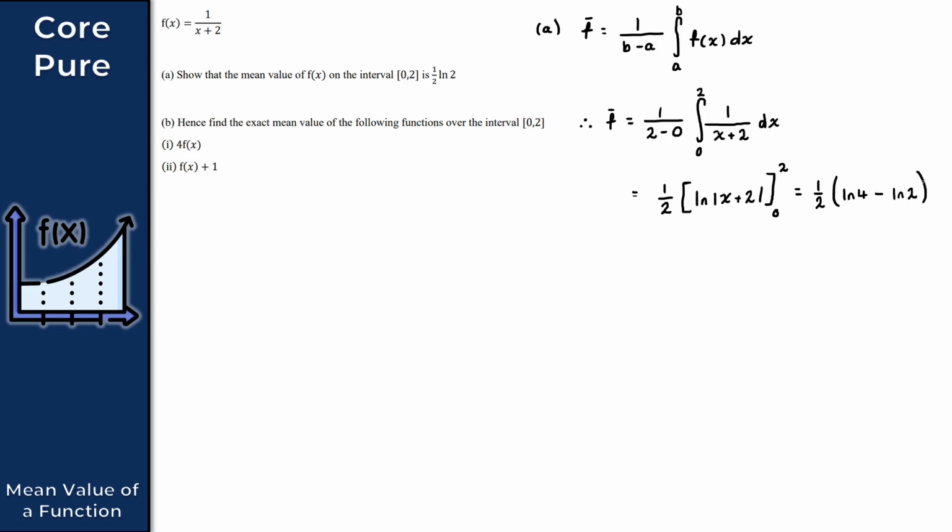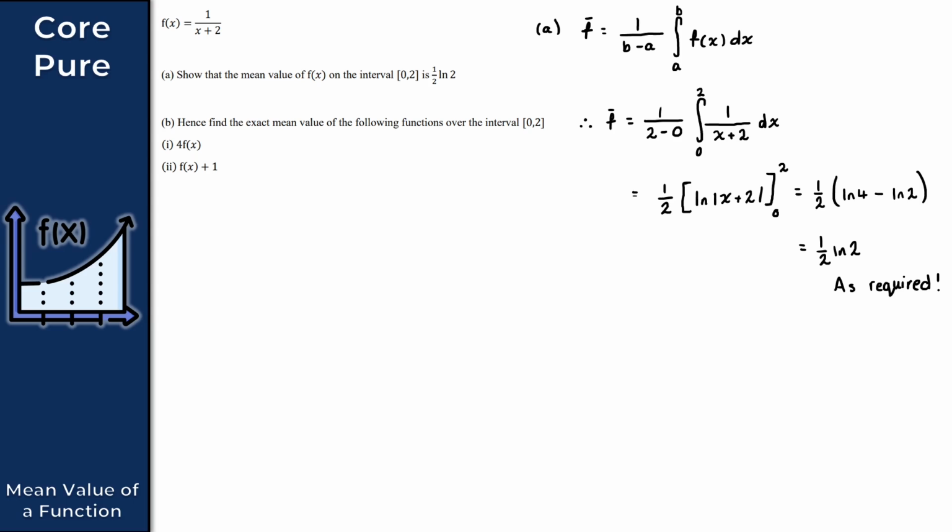Okay. And what we can do now to finish is write this difference of logarithms as a single logarithm. So we get a half ln 2, because writing this as a single logarithm, we get ln of 4 over 2, and 4 over 2 just gives us 2. So we get a half ln 2 as required. And that gives us the solution to part A.